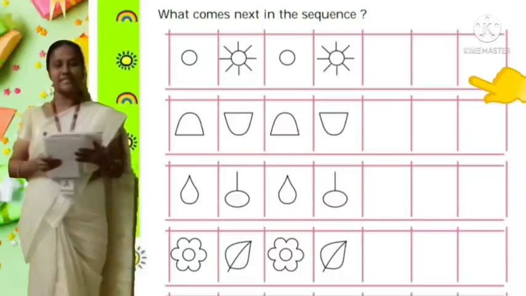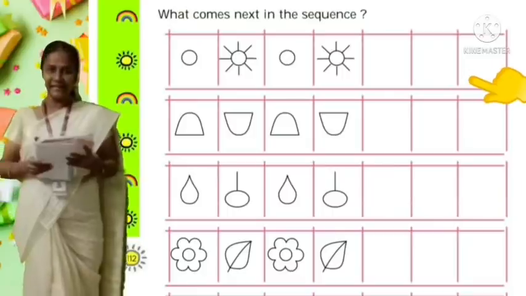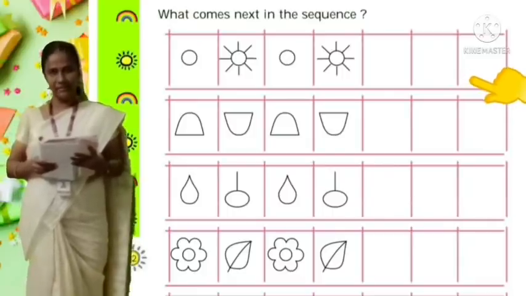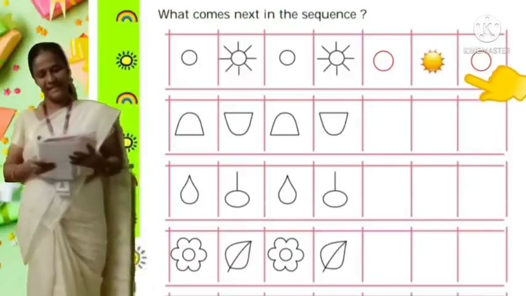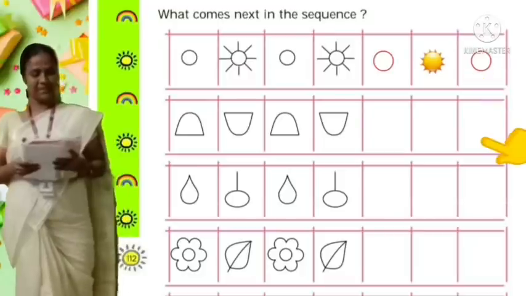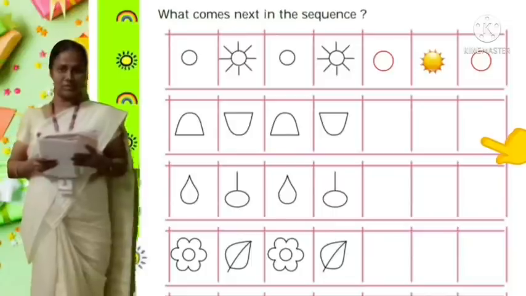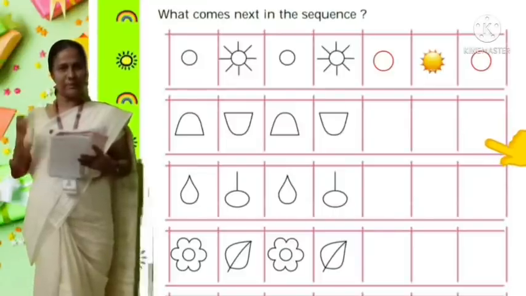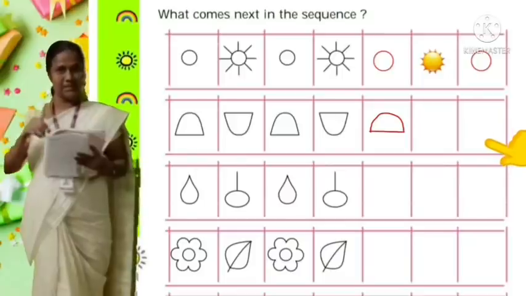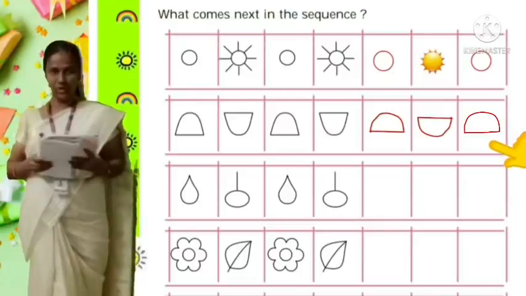What comes next in the sequence? Circle, sun, circle, sun. What are the next images? Yes, circle, sun, circle. Yes, next see the bowl. So the first one is downward. The next one upward. The next one downward. The next one upward. So what will be the next? Yes, downward. The next one is upward. Again downward. You have to draw.